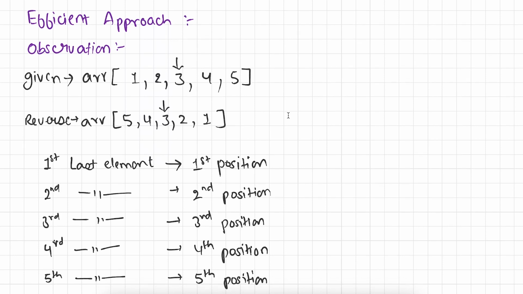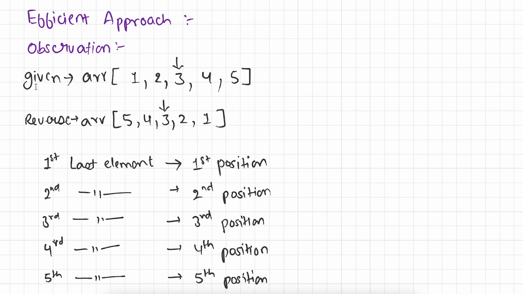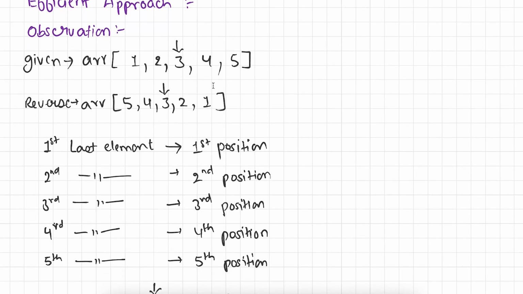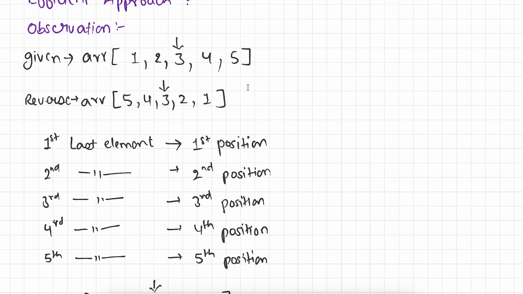But before we jump to the solution right away, let's do some observations. Here we are given an array 1, 2, 3, 4, 5, and after reversing this array, the array looks like this, 5, 4, 3, 2, 1. If you observe this array and this result carefully, you can see that there are 5 elements in the array and the position of 3 remains unchanged.